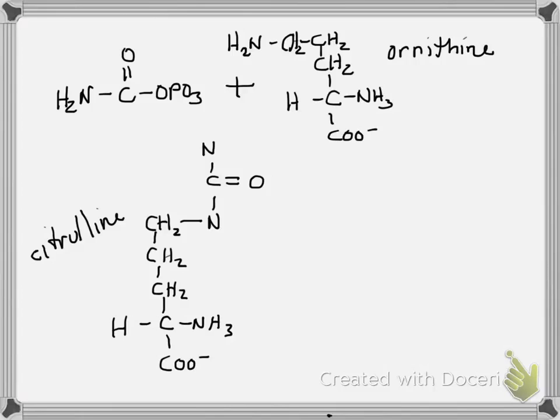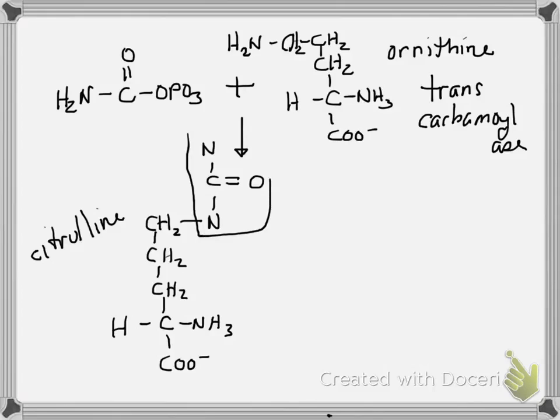The enzyme that performs this reaction is called ornithine transcarbamylase. Now note that we've added our carbamoyl phosphate group onto the terminal nitrogen of ornithine to form citrulline, and look at this structure. Does that look familiar? Down here, you can start beginning to see the construction of urea here.